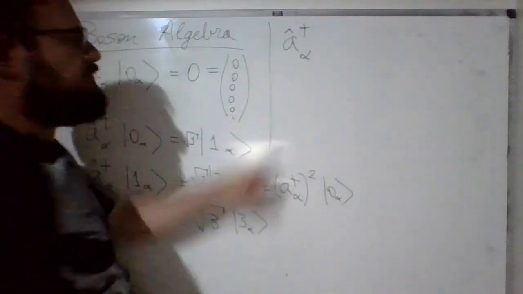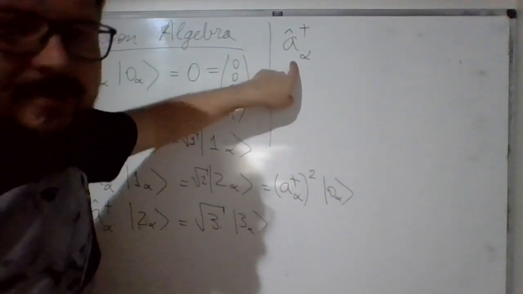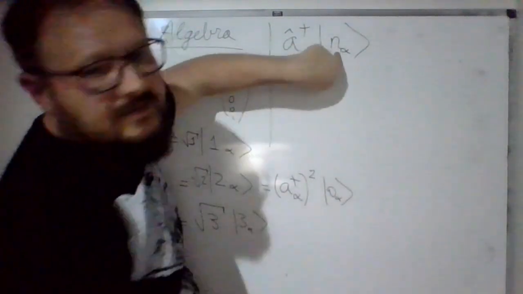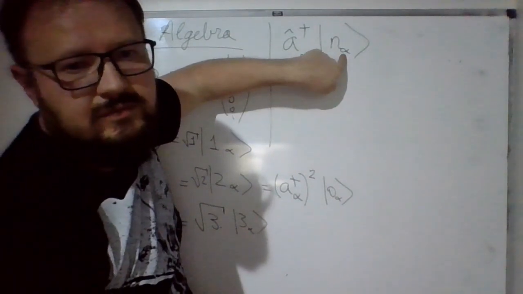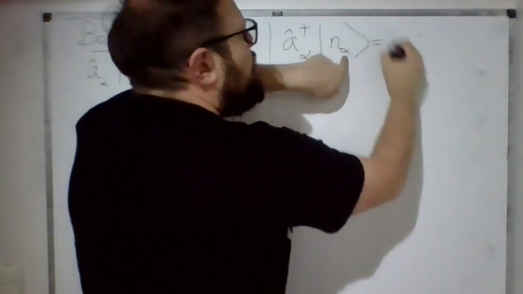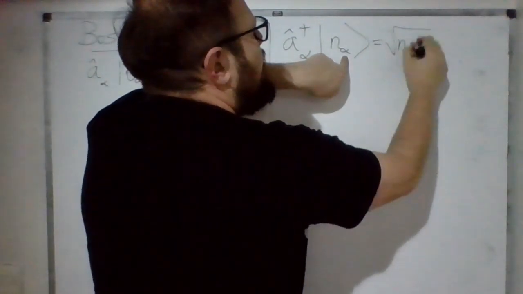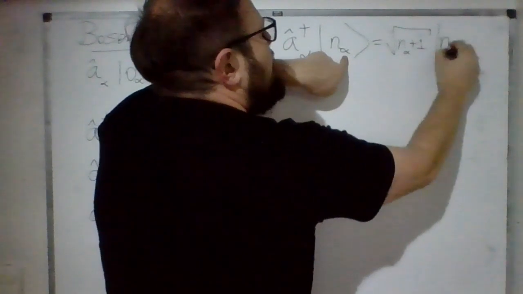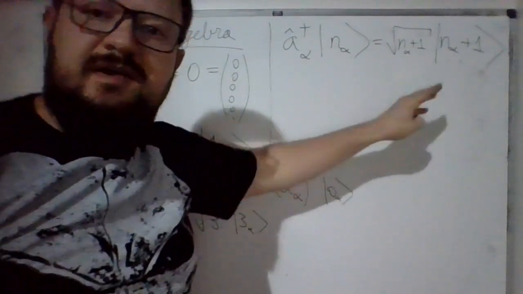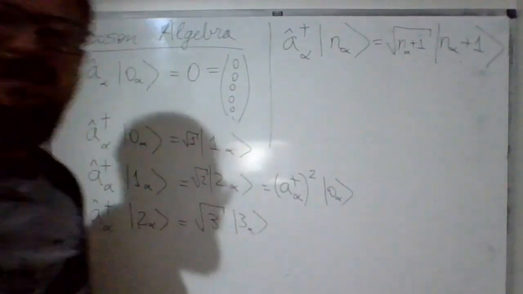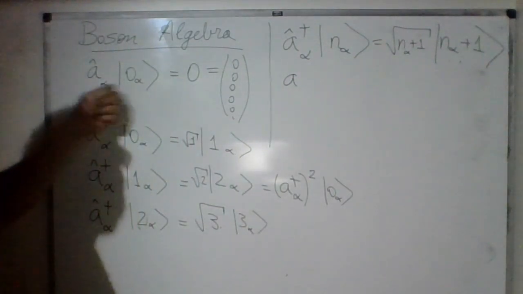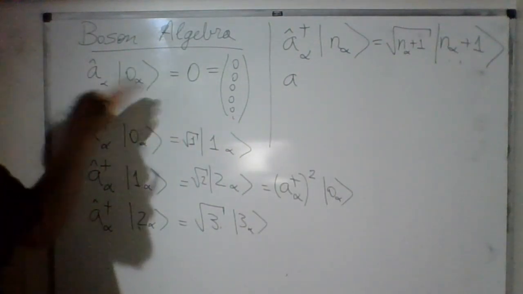The action of a creation operator on a state with n particles at that quantum state, the set of quantum numbers alpha, will produce a square root of n plus 1, and the state is raised by 1 particle. You just inserted 1 more particle to that state. Also, for the vacuum, you could not eliminate anything because there are no particles there.